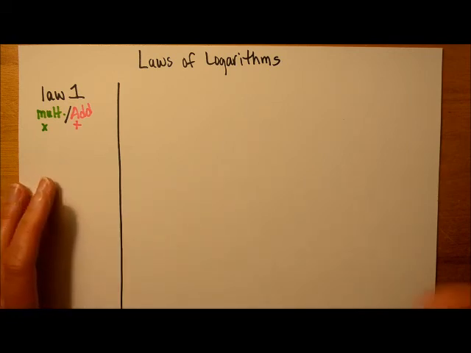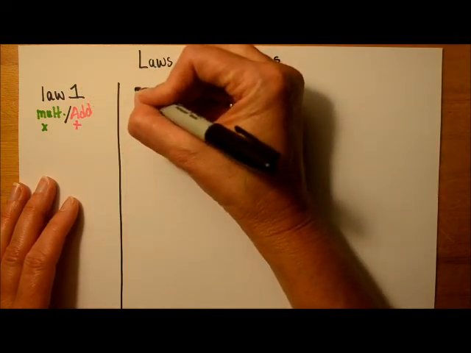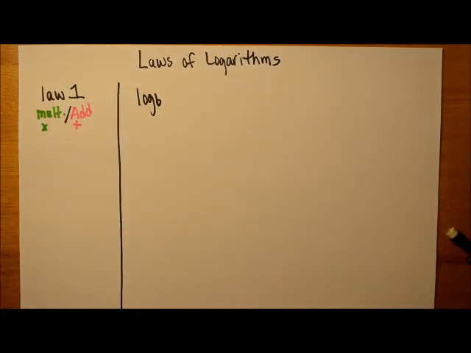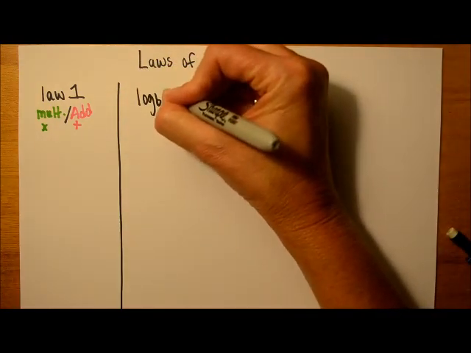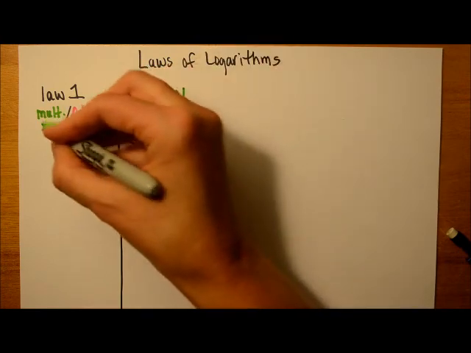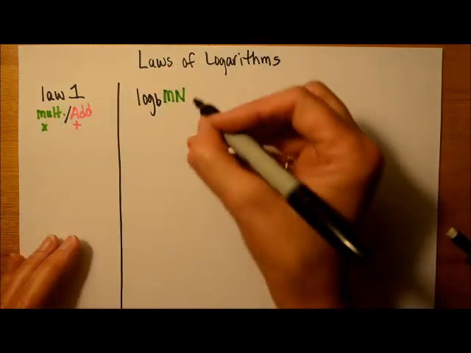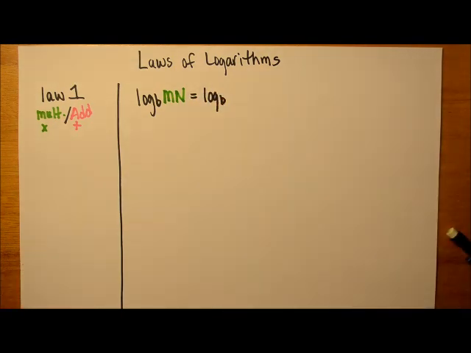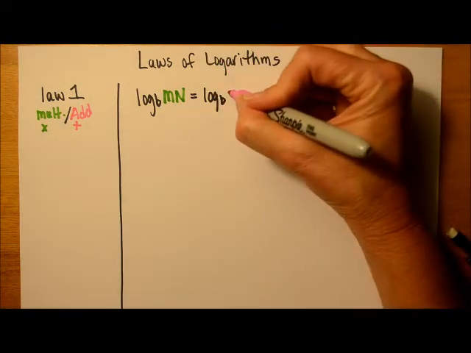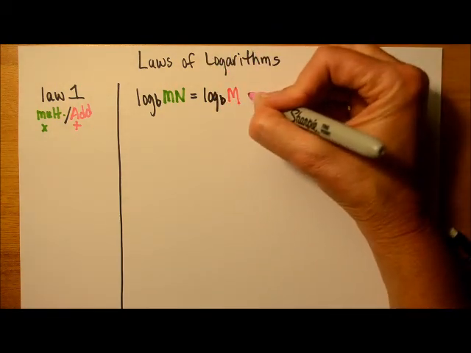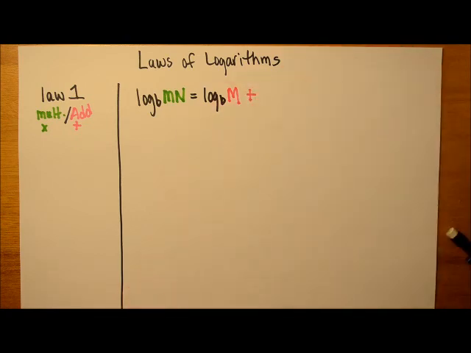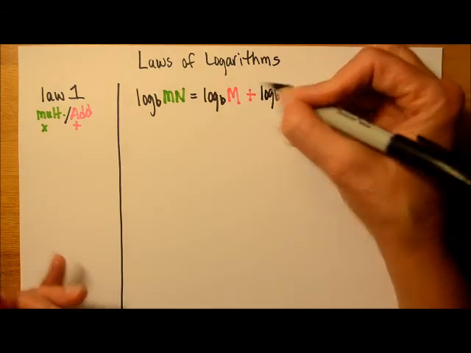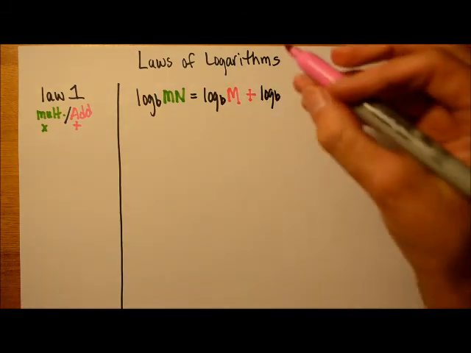Alright, so this is the deal on law 1. Log base b of m times n, that's my multiplication portion, right, equals log base b of m plus log base b of n.